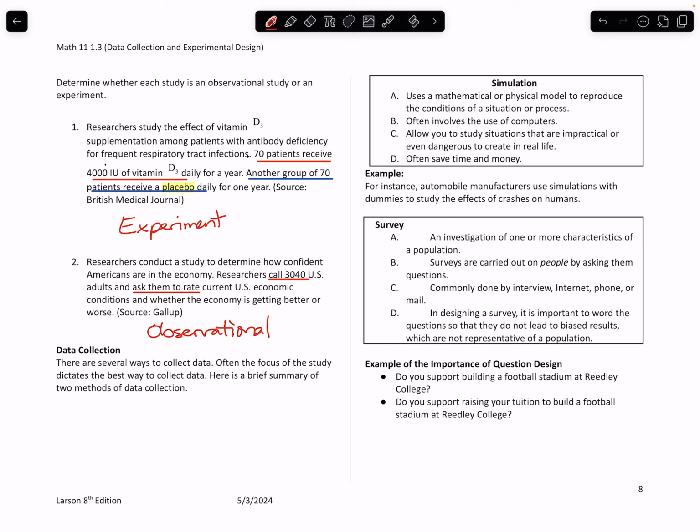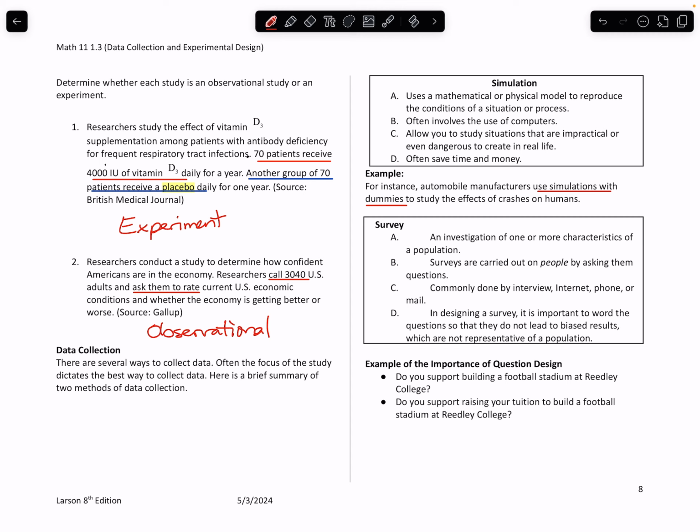So the example they give here is, for instance, automobile manufacturers, car manufacturers use simulations with dummies, right? Simulations with dummies to study the effect of crashes on humans, right? They don't take actual humans, put them in the crash tests, and run the car into a wall, right? They use the little dummies that are made to recreate a fully sized human, and they use those to see what happens, okay?